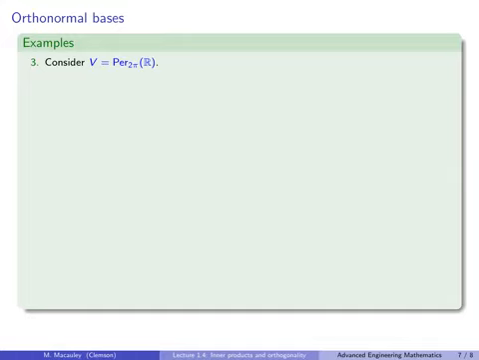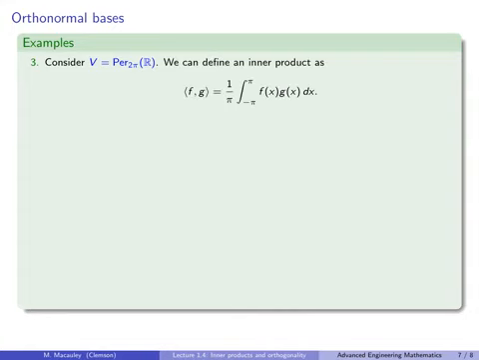Here's our third and final example, and it's very similar to the previous example. But now let's let V be the space of 2 pi periodic real valued functions. Here we define an inner product as, well, f dot g is 1 over pi times the integral from negative pi to pi of f of x times g of x dx. And here, because we have a real vector space, we don't have to worry about putting a complex conjugate on that second argument like we did before.